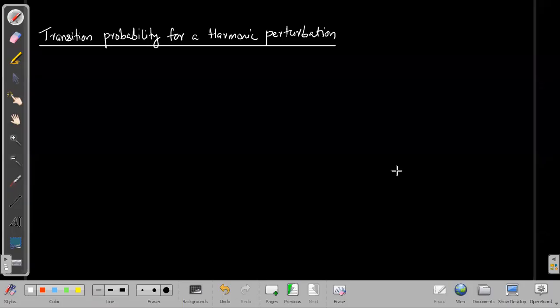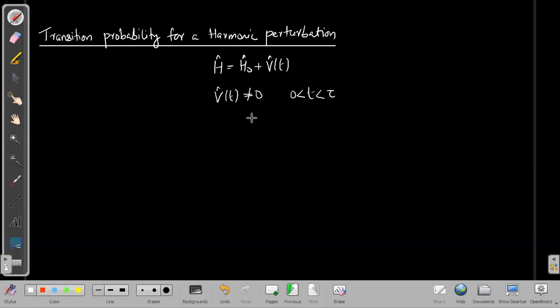So welcome back to the new lecture on time-dependent perturbation theory. Today we are going to discuss the transition probability for a harmonic perturbation using time-dependent perturbation. Suppose your Hamiltonian is of the form H0 plus V, where H0 is the completely solvable Hamiltonian and V can be treated as a perturbation part, where V will be non-zero for some amount of time, maybe for the duration of tau, and it is zero otherwise.